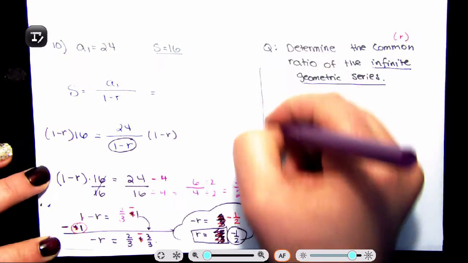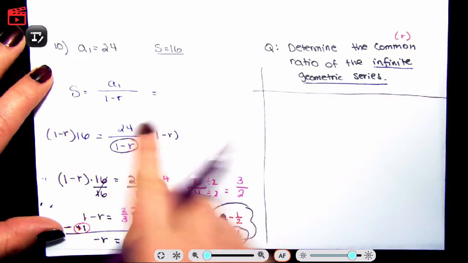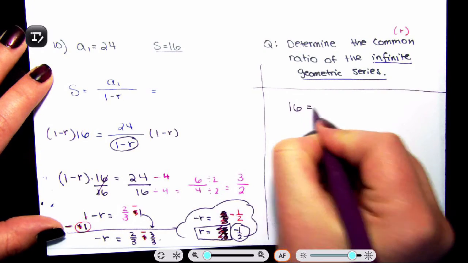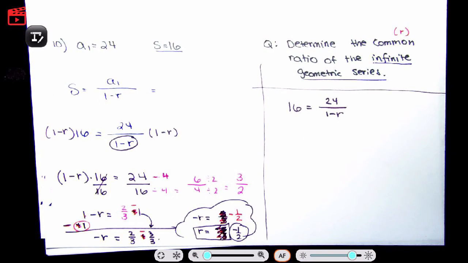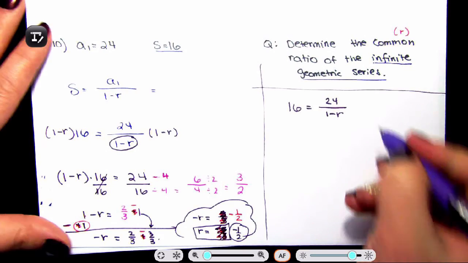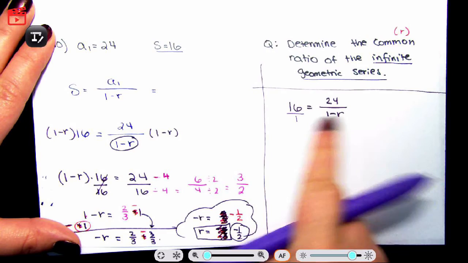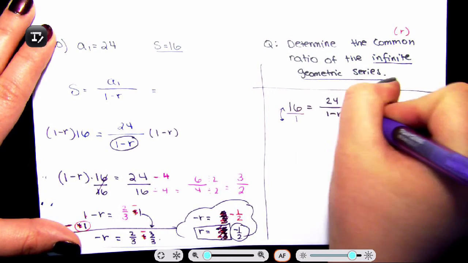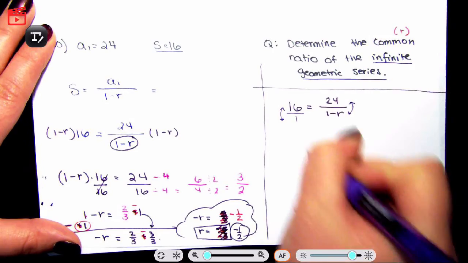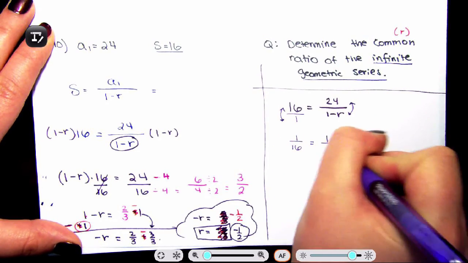I'm going to show you a different way to solve this. It's just the first couple steps. So once we plug everything in, we had 16 is equal to 24 over 1 minus r. What you can do is you can create two fractions. So here's a fraction, here's a fraction. I made 16 a fraction by putting a 1 underneath it. Take both fractions and flip them. So I have 1 over 16 is equal to 1 minus r over 24.